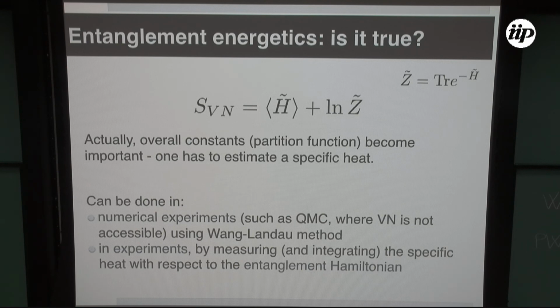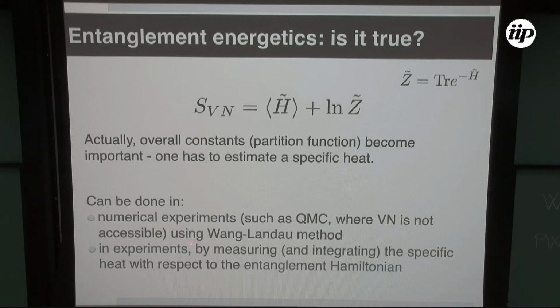This can be done in two ways, either in numerical experiments, and I think this is important if some of you is interested in Monte Carlo. Monte Carlo is known to have problems in calculating entanglement, okay? The only thing that can be done is to calculate Rényi entropies, which are not entanglement measures, although something interesting, but the von Neumann entropy, nobody knows how to calculate. Well, this way is essentially telling us you can calculate entanglement entropies the same way you do thermal entropies in classical Monte Carlo. It's a method which is called Wang-Landau.